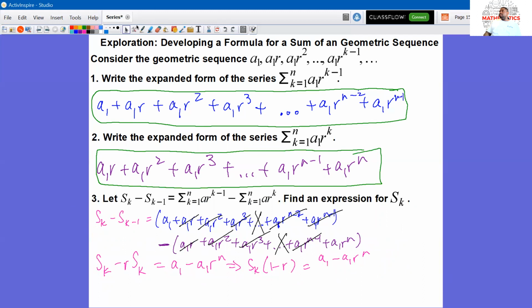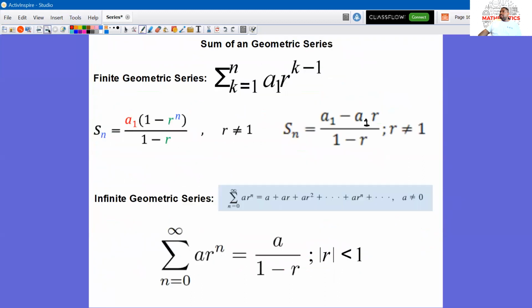Okay. And so when it's all said and done, we have SK equals A1. So up here you can factor out A1, at least, 1 minus r to the n over 1 minus r. Okay. And that's the expression for SK. So what we've just done is we actually derived a formula that allows us to find the sum of a geometric sequence. Okay. And that's what that leads to, a sum of a geometric series.